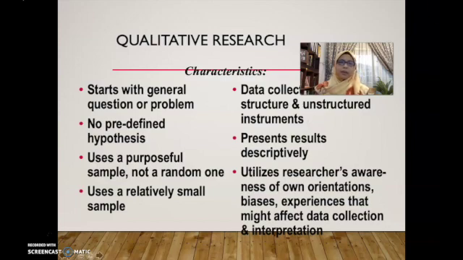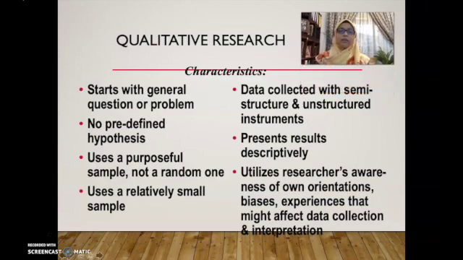Okay, so now let's look at qualitative research in terms of the characteristics, right? So you start with a general question or problem. No predefined hypothesis. There is no hypothesis constructed in a qualitative research, but in quantitative, you need to construct a hypothesis. You use a purposeful sample. Okay, it's involving non-probability sampling. Okay, not a random one.